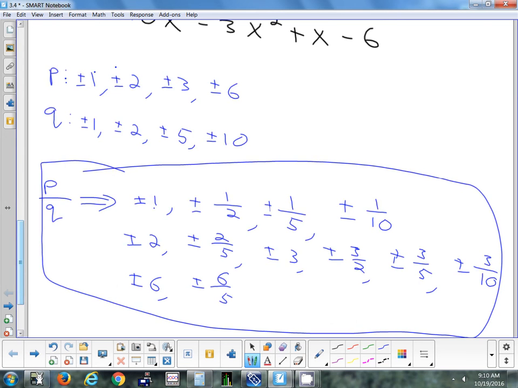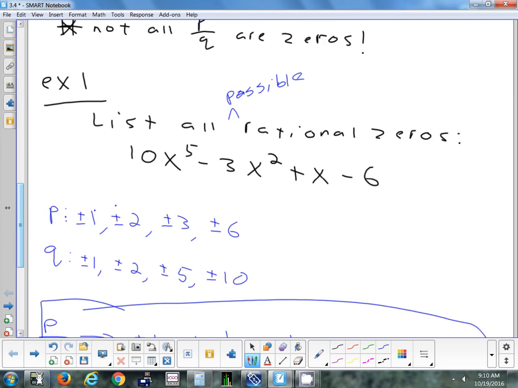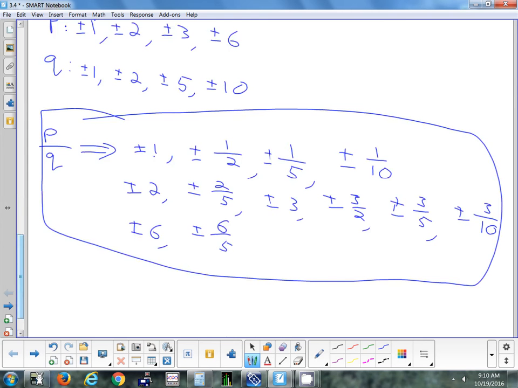Okay, so if there is a number you can plug in for x, that's a fraction, that makes it come out to 0, I guarantee you it's in that list somewhere. Okay, so this generates a list of possibilities. I'm not saying every single one of these you plug in for x and get 0. I'm saying if there's a number, it's in that list.